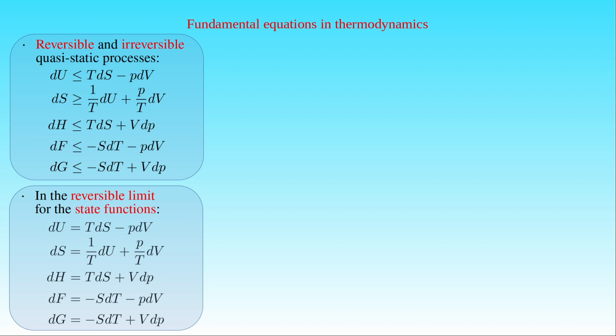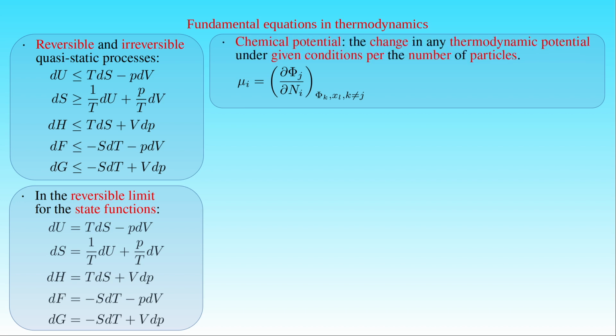In order to describe chemical reactions in a thermodynamic system, we define the chemical potential μ_i associated with the species i in the system by the partial derivative of the potential Φ_j with respect to the number of particles N_i for the species i at a fixed set of potentials and state variables under a given condition. In other words, chemical potential measures the change in any thermodynamic potential under given conditions per the number of particles.